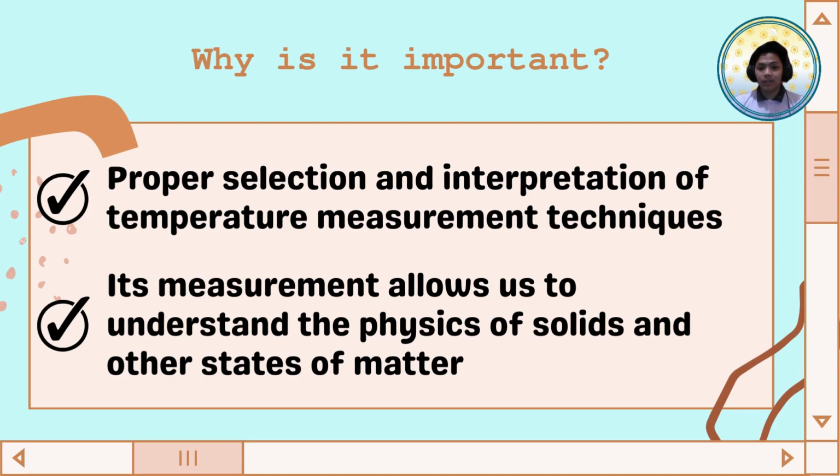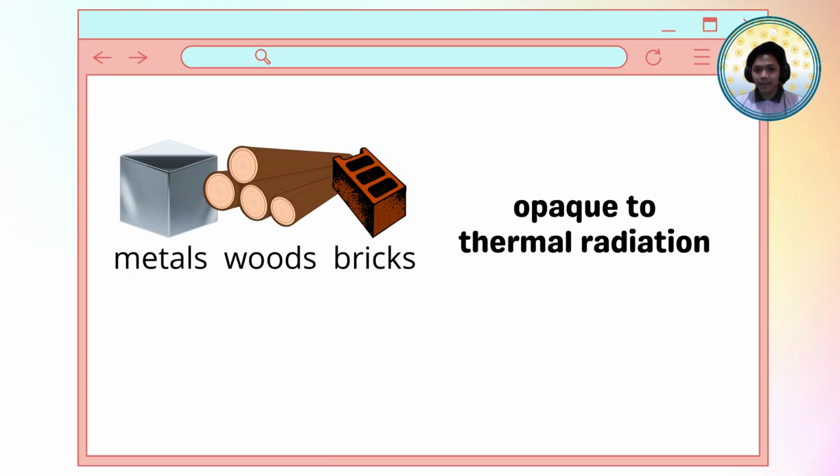Well, it is actually critical for proper selection and interpretation of temperature measurement techniques in various industrial processes, as well as its measurement allows us to understand the physical properties of solids and other states of matter. With that, let's move on to some examples.